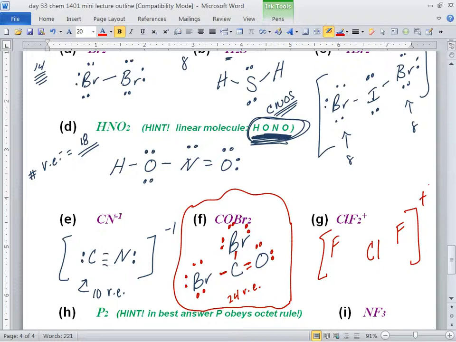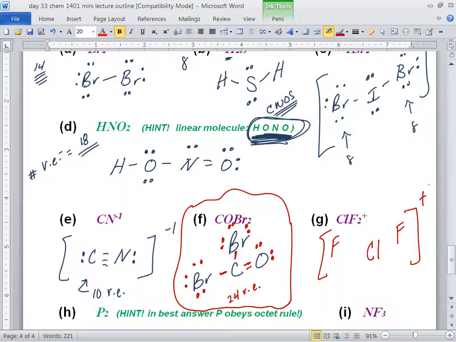Did you guys get ClF2 plus? How did you get this one to work? Now this chlorine, though, doesn't obey the octet rule. Did you use enough? How many electrons did you use up? How many are you supposed to use? 7 for fluorine. Supposed to be 7. So you should have 21, minus 1, 20 total. So 20. 7, 7, 18. So 19, 20. There you go. Now everybody's happy.